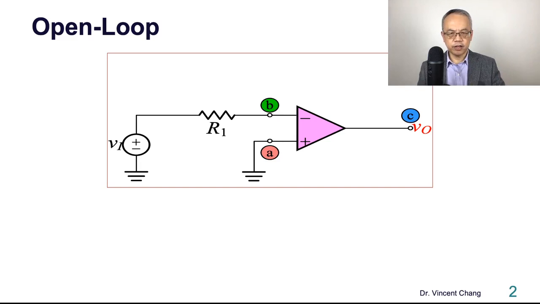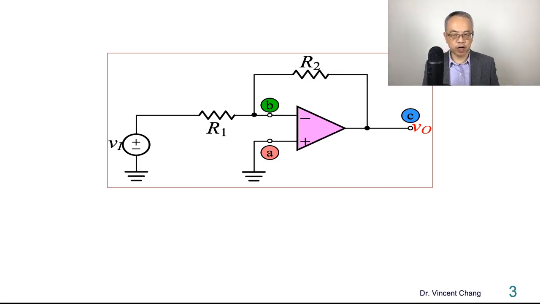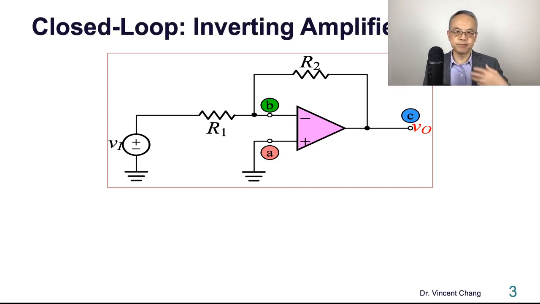Let's start with an operational amplifier circuit. The input signal Vi is going into the operational amplifier through a resistor R1. A second resistor R2 is connected between the output terminal and the inverting terminal of the op-amp. So this configuration is the closed loop configuration.